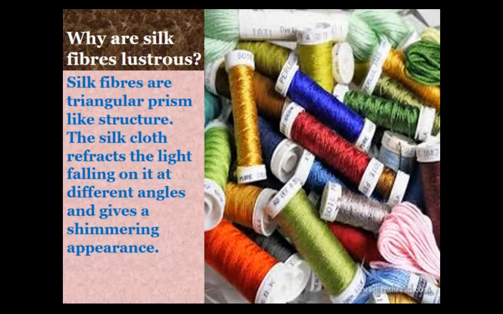Now, silk fibers are very costly because of their shimmering or lustrous appearance. Silk fibers have a triangular, prism-like structure. The silk cloth refracts the light falling on it at different angles and gives a shimmering appearance.